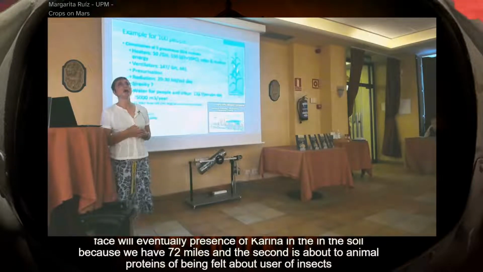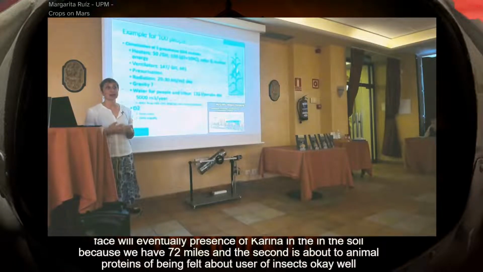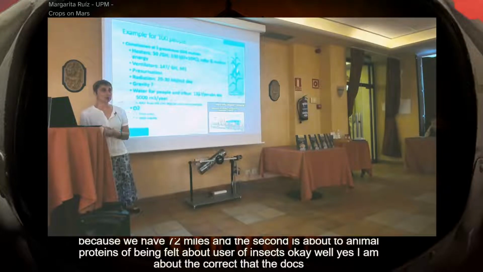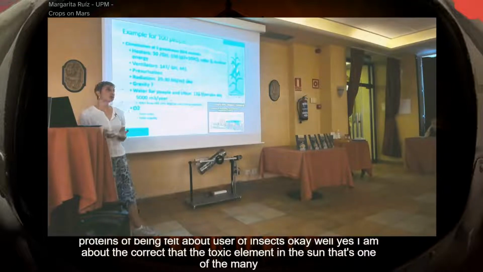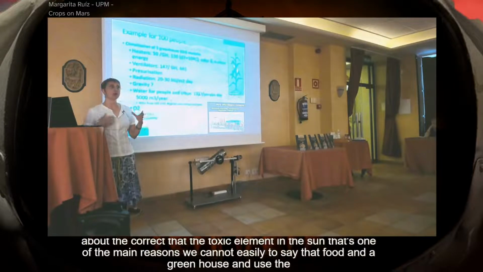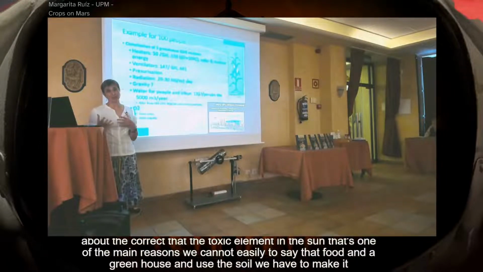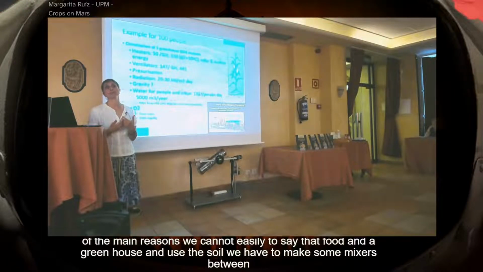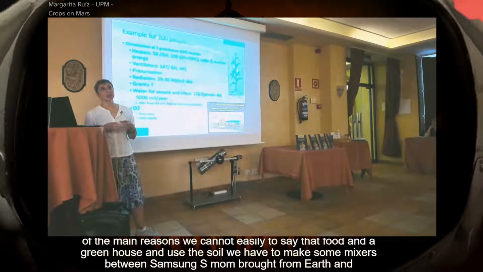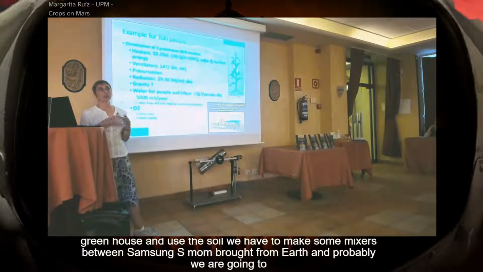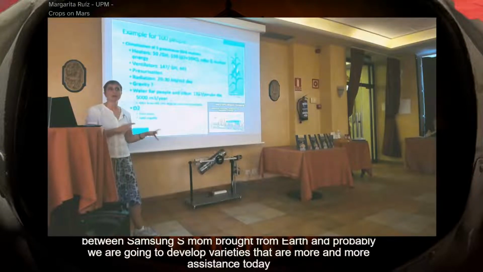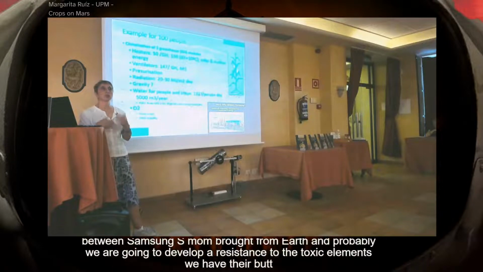Okay, well, about the toxic elements in the soils, that's one of the main reasons we cannot just put a greenhouse on it and use the soil. We have to make some mixtures between soils taken or brought from Earth, and probably we are going to develop varieties that are more and more resistant to the toxic elements we have there. But this is going to be a process.